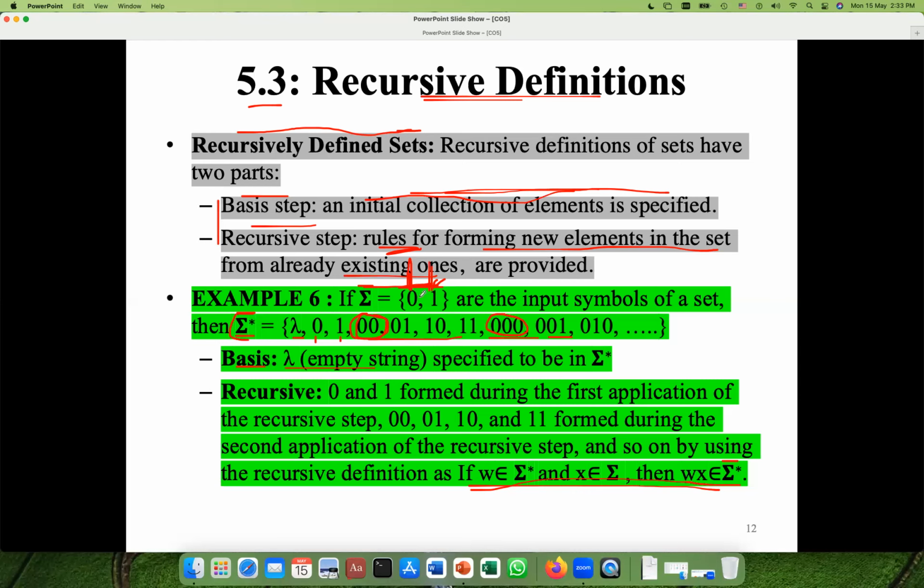In the first step you can generate 0 from here, and then you can generate 1 from here, and then you can take this W, combine it with 0, then you will have 00, and then take this 0, combine it with 1, and you will have 01 by using that recursive step. So this is the example for the sets.